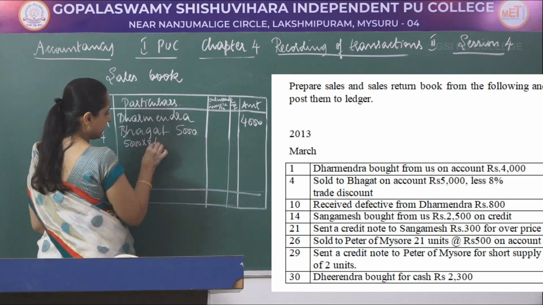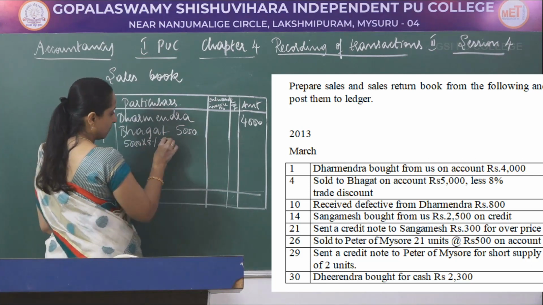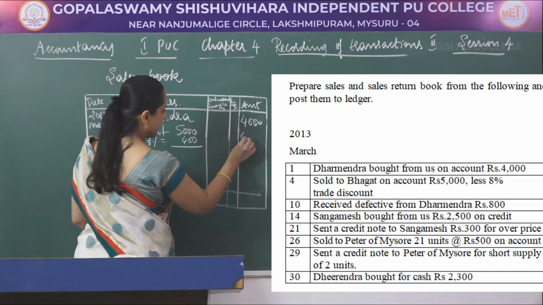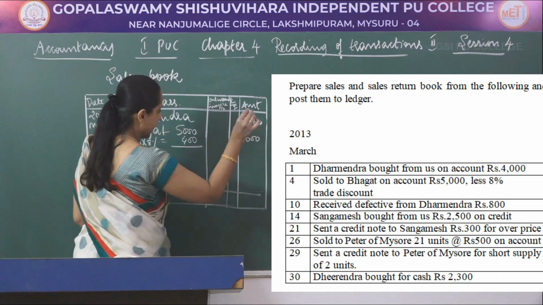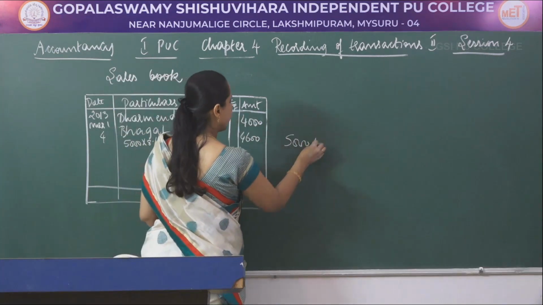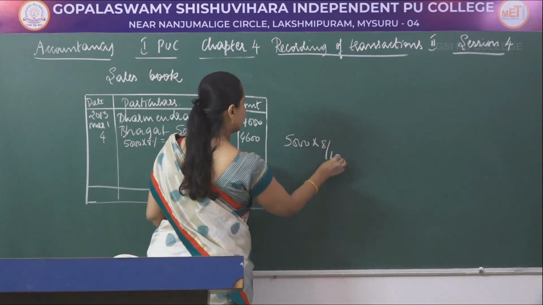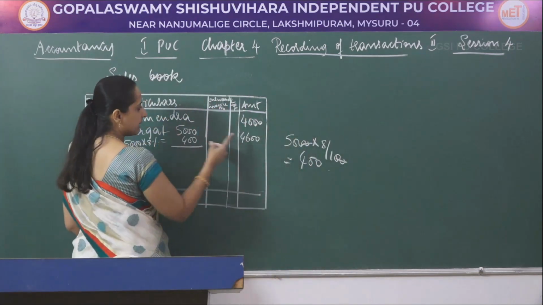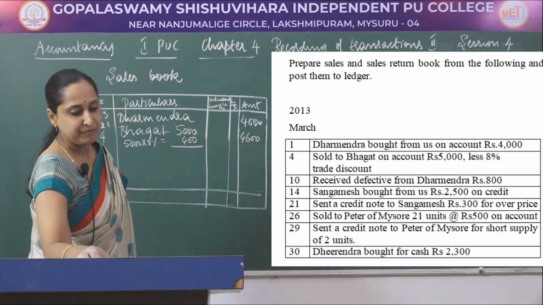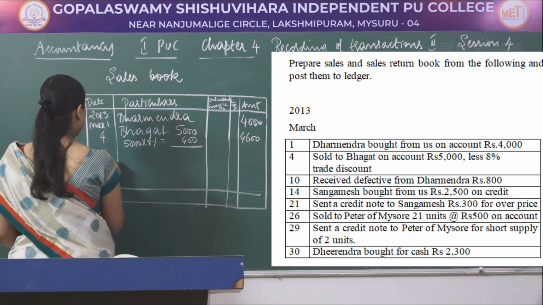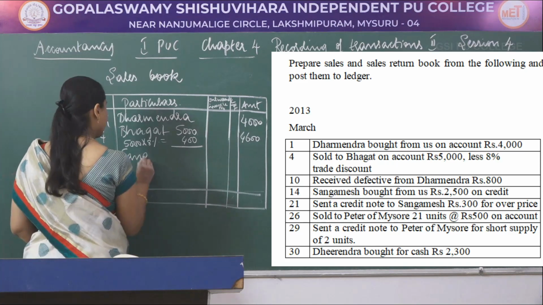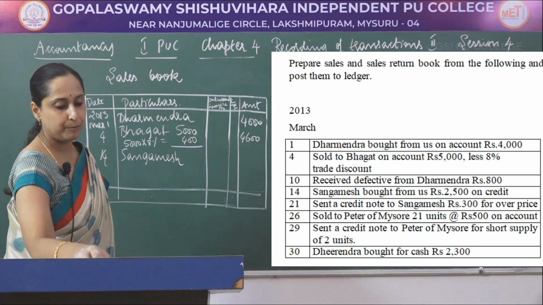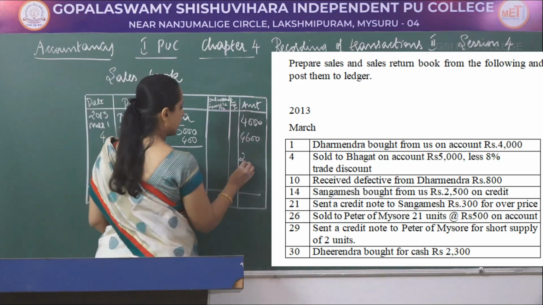So we have to calculate discount of 8% on 5,000, it comes to 400. So if I subtract 400 from 5,000, I get 4,600. So on 5,000 we calculate 8% discount, that is 8 5s are 40, that is 400. So I have to subtract it, it comes to 4,600. And on 14th, we sold goods to Sangamesh worth rupees 2,500.